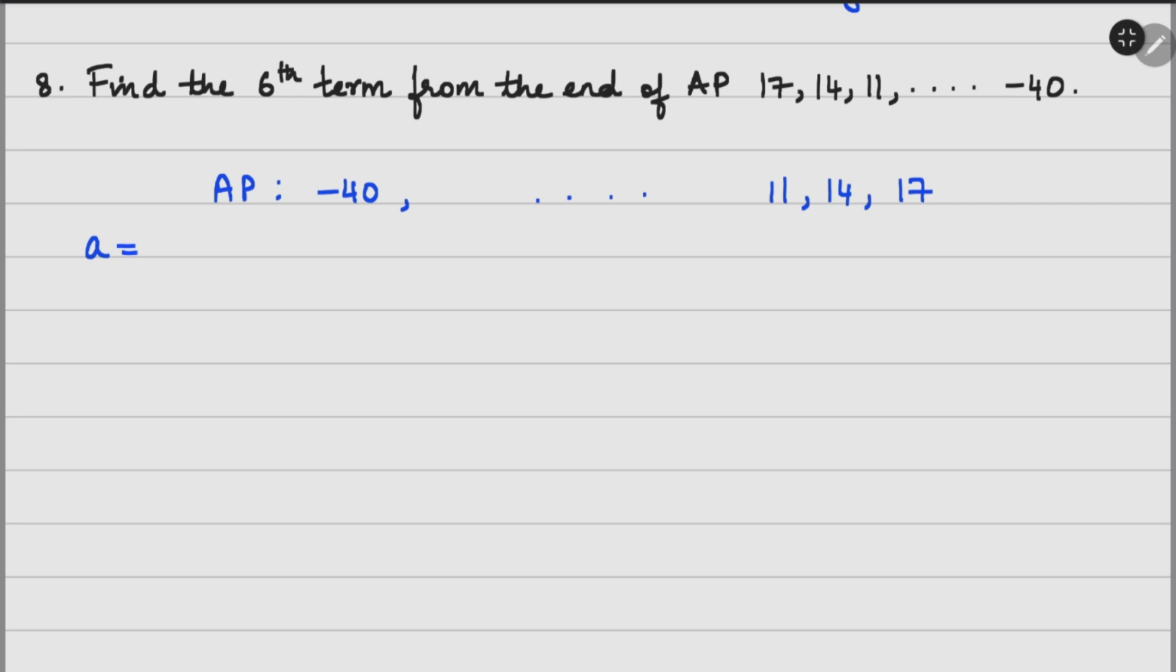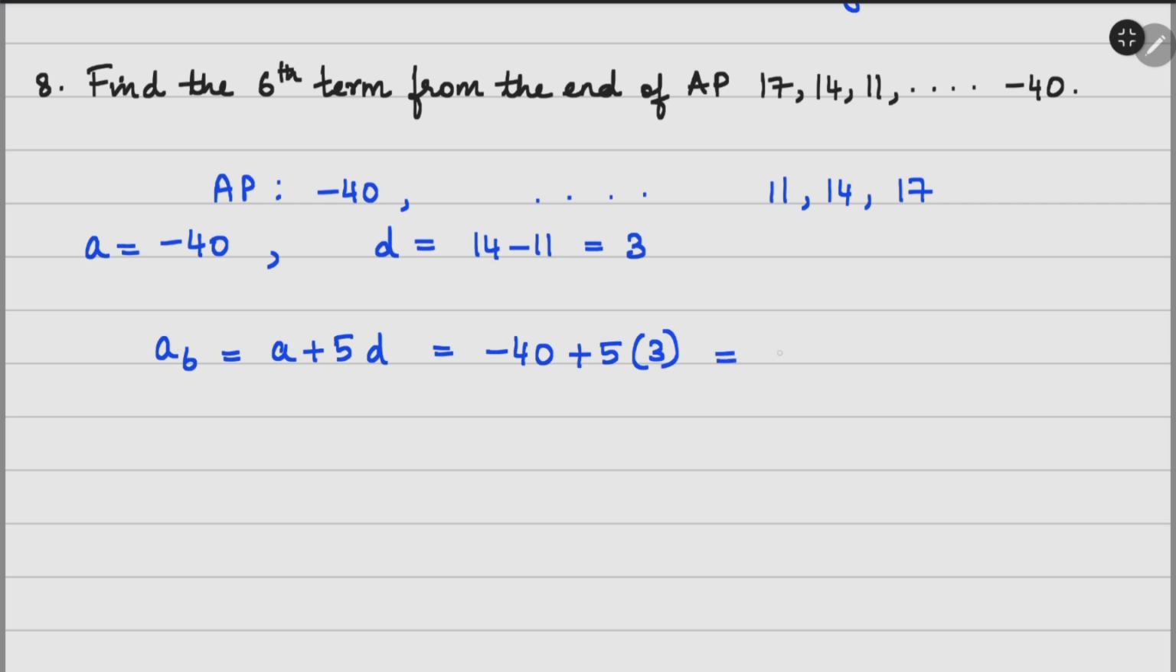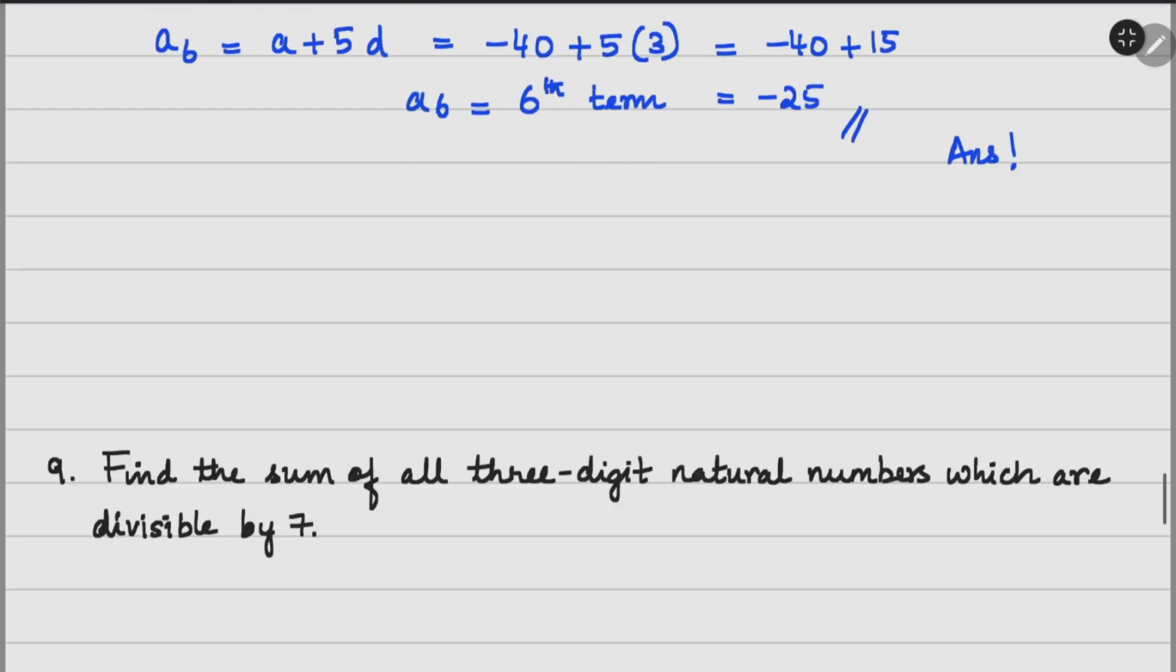So what is my first term? A will be minus 40. The common difference D will be 14 minus 11, which is plus 3. You have to find the sixth term. So A6 will be equal to A plus 5D. What is A? Minus 40 plus 5 into D, which is 3, so minus 40 plus 15. That is minus 25 will be the sixth term of the AP, A6. Okay, that's your answer. Answer is minus 25. Let's move on to the next question.